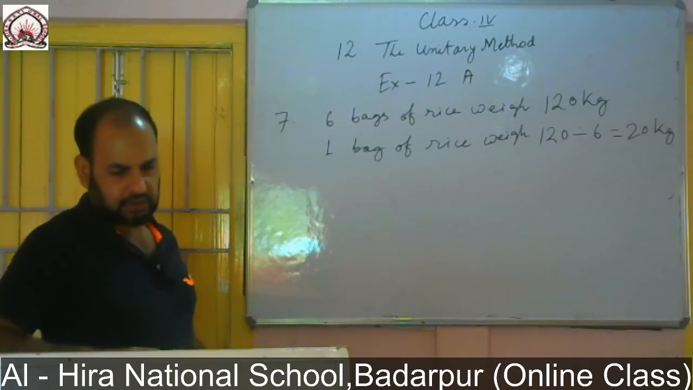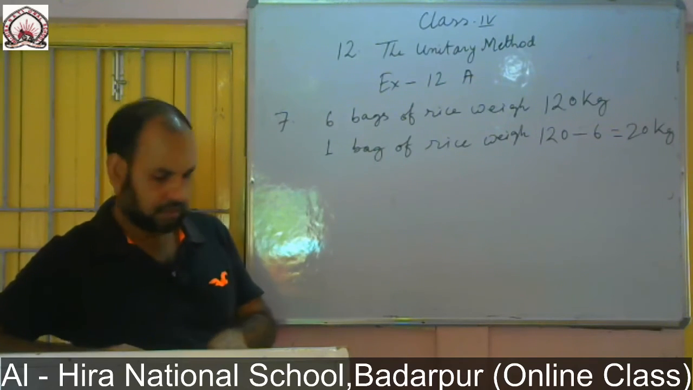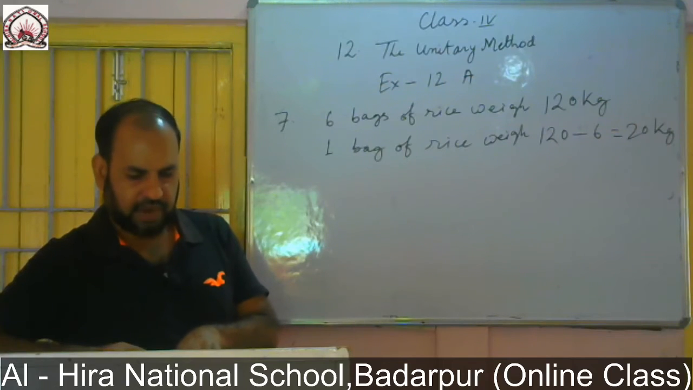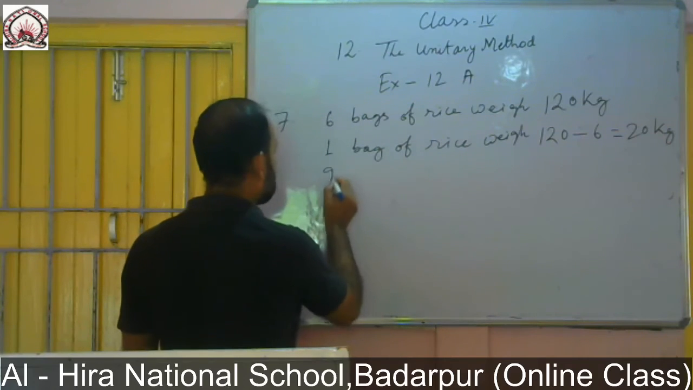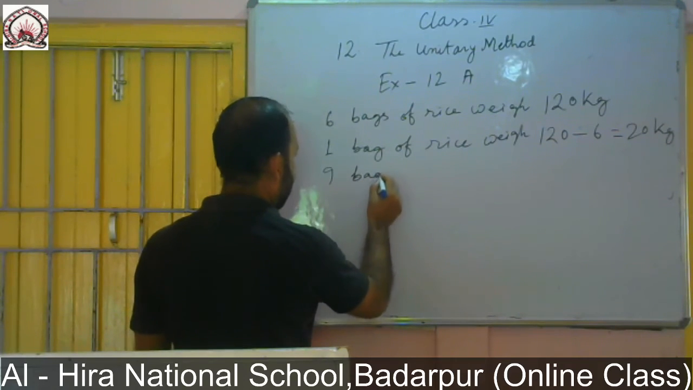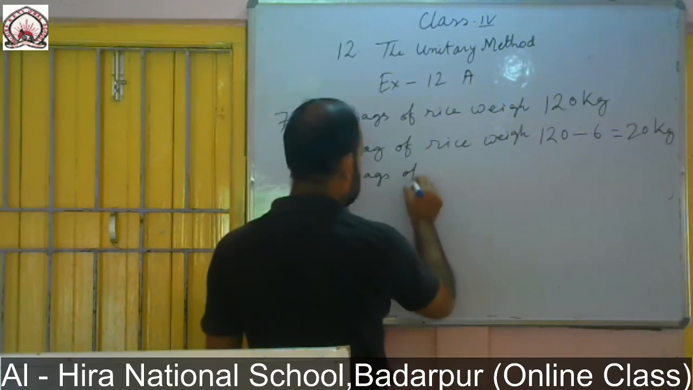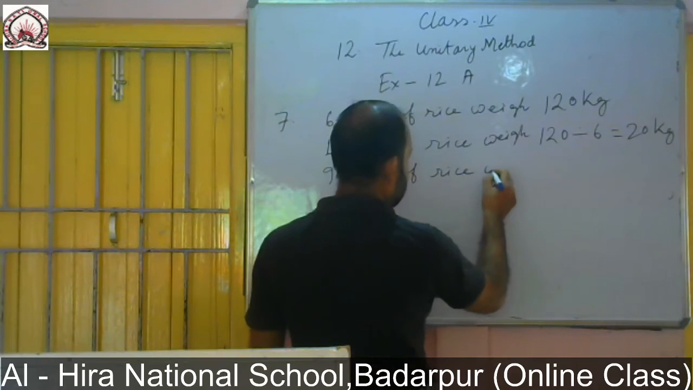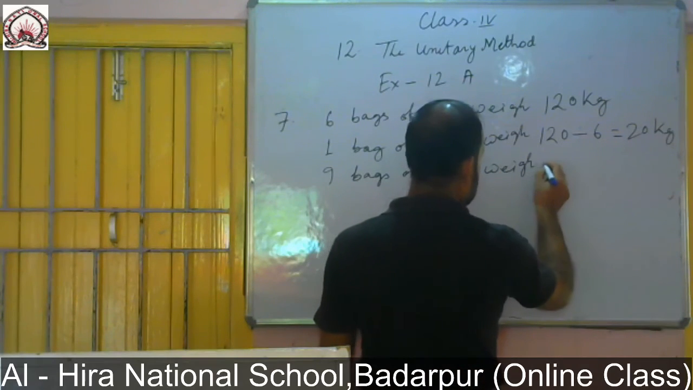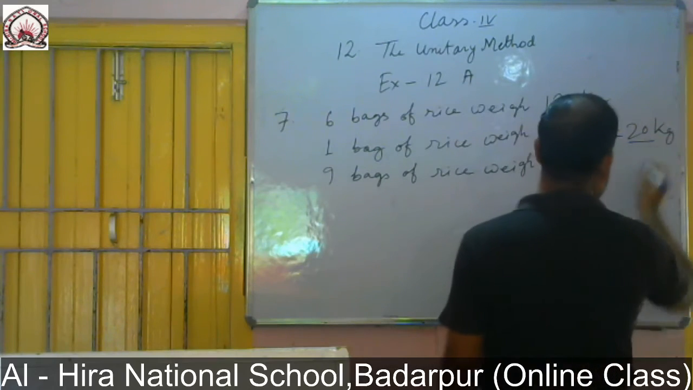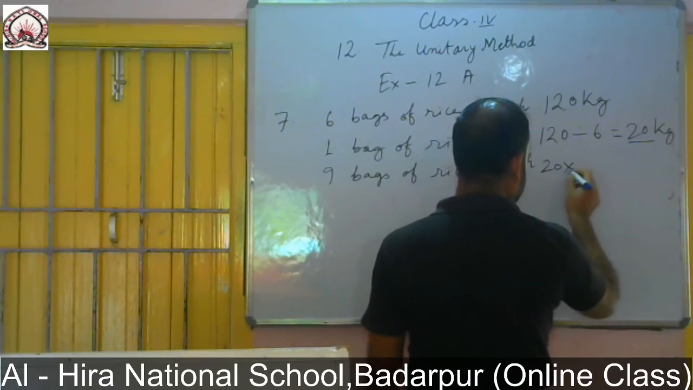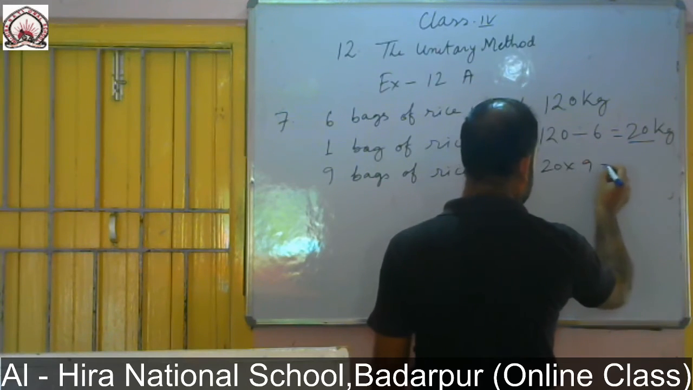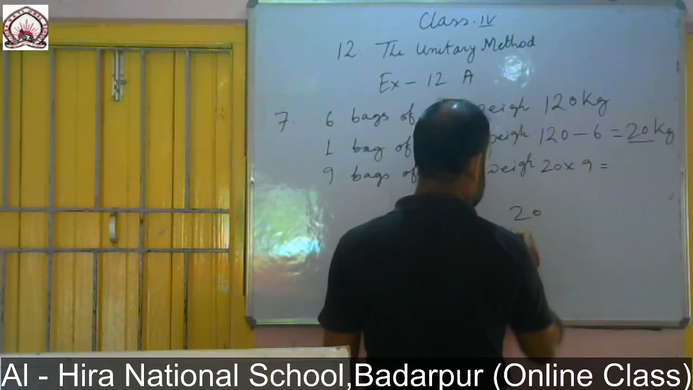Next, we take out how much will 9 such bags weigh? So 9 bags of rice weigh. 1 bag is what? 1 bag is 20, then 9 bags is 20 into 9. 20 into 9.